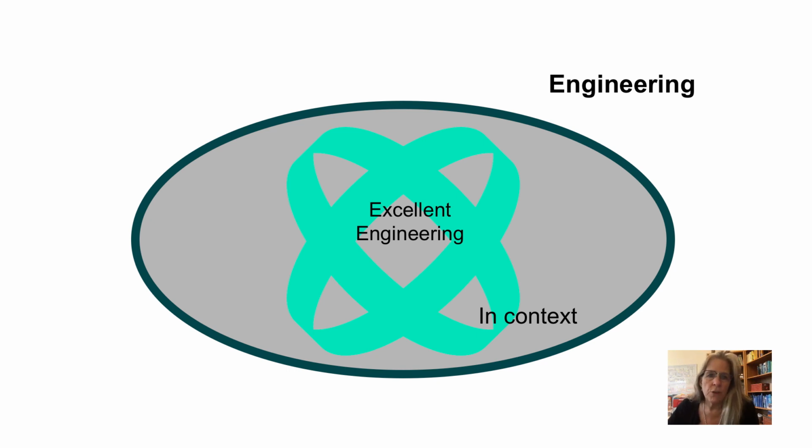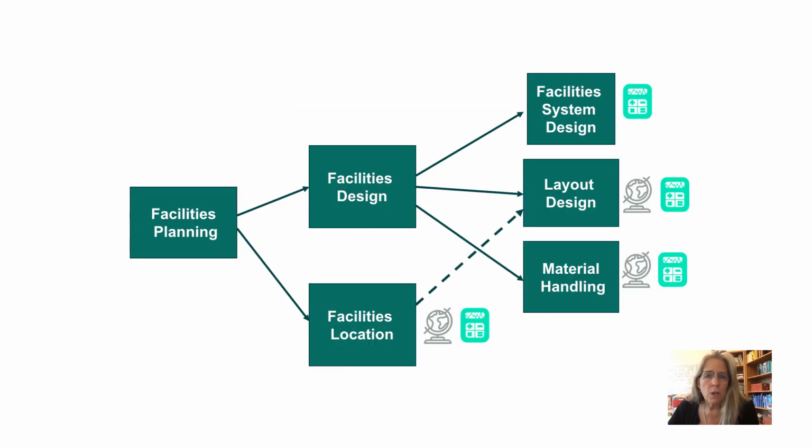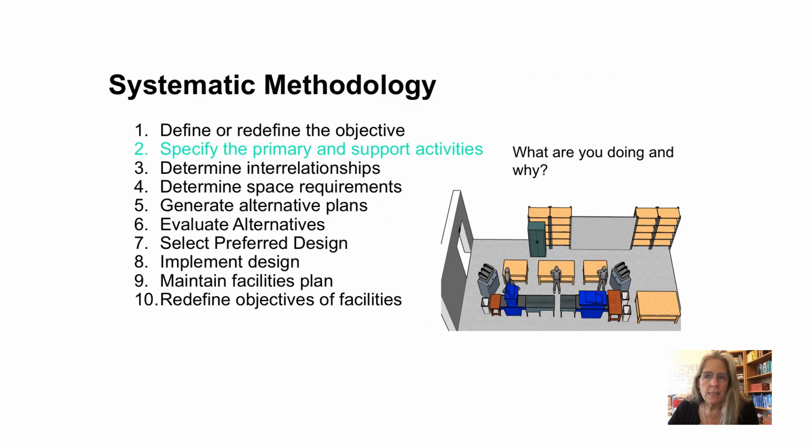So again, within engineering, we always want to do excellent engineering inside of a context. In this video, we're going to be talking about some of the main steps in order to perform systematic approaches to facilities design. We're going to be talking about layout design in this skeleton of facilities planning. Following the systematic approach, we are on the second step, which is to specify primary and support activities.